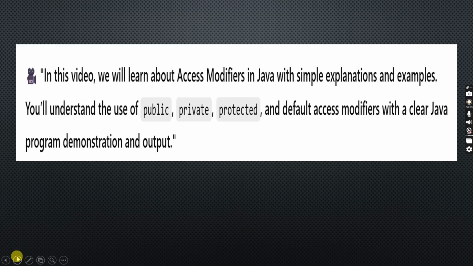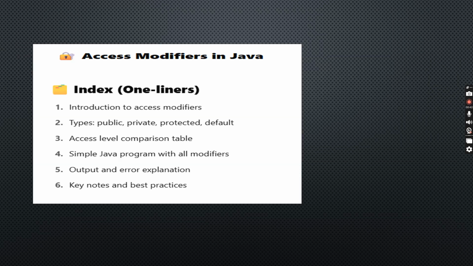So in this video we will learn about access modifiers in Java with a simple explanation and examples. You will understand the use of public, private, protected and default access modifiers with a clear Java program demonstration and output. So go with me next.